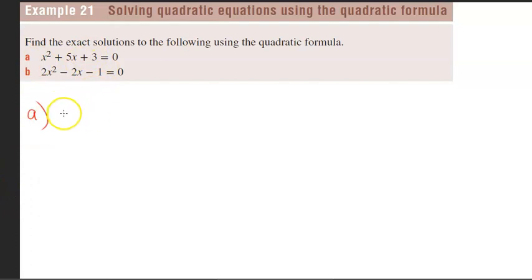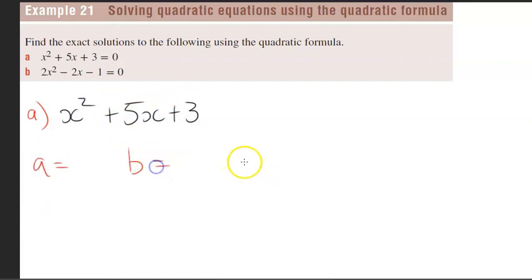We have x squared plus 5x plus 3. My a, my b, and my c.